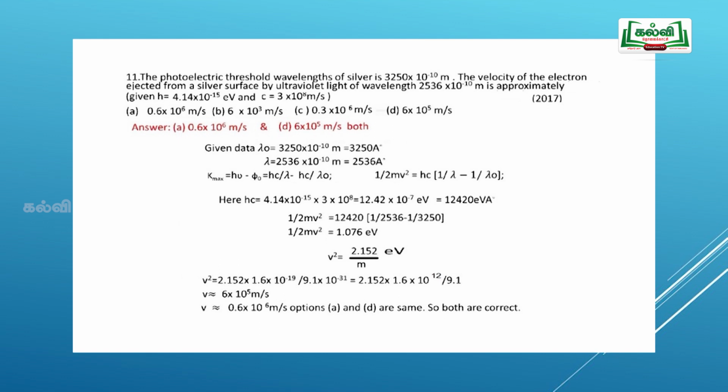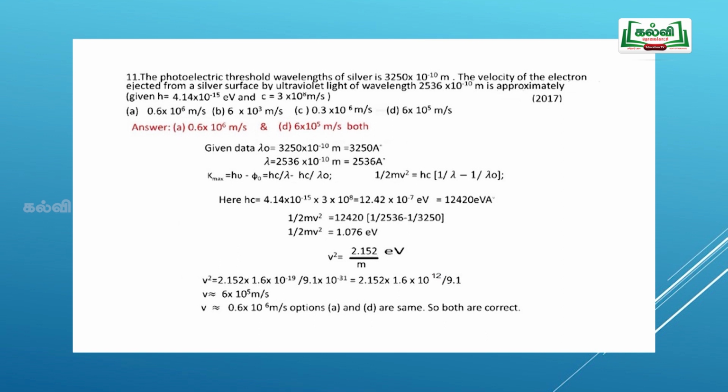So the square root of 10 power 12 is 10 power 6. So 6 into 10 power 6. This is correct. If you write this as 0.6 into 10 power 6 or 6 into 10 power 5, that is, this results in 0.6 into 10 power 6 or 6 into 10 power 5. When I divide by 3, I get 0.6.